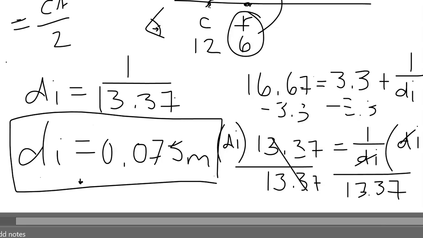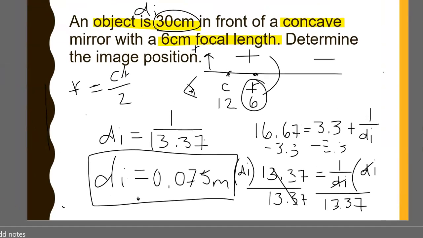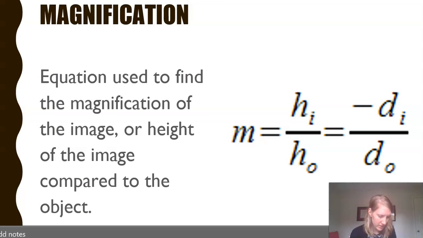Okay, so our distance of our image is positive, so that means our image will pop up on this side. So it will be a real image, and all real images are inverted. So that means it will be 0.075 meters, so that's technically 7 centimeters, so it'll probably pop up about right here, in between our 6 and 12. Okay? All right, now moving on to the back of page 12, so page 13, magnification.